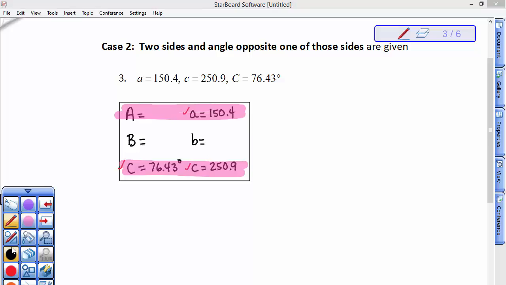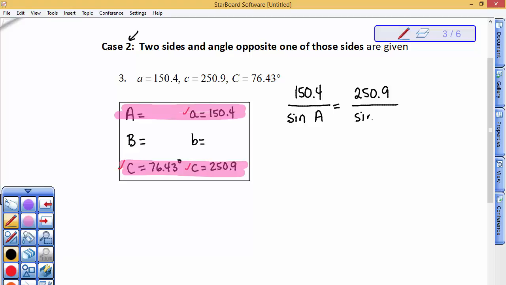Always, always. Now, this is case 2 that we're doing right now. In case 3 and case 4, I'm not allowed to start with the law of sines, and you'll see why in a bit. But in this case 2 problem, where I have 2 sides and the angle opposite one of them, I'm going to set side A over the sine of angle A, which I do not know, equal to side C over the sine of angle C.